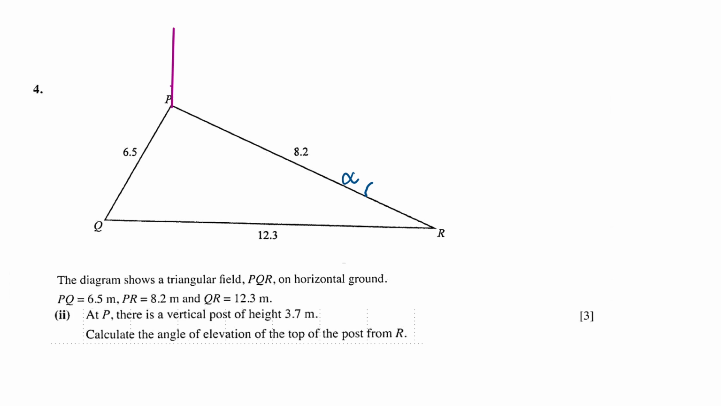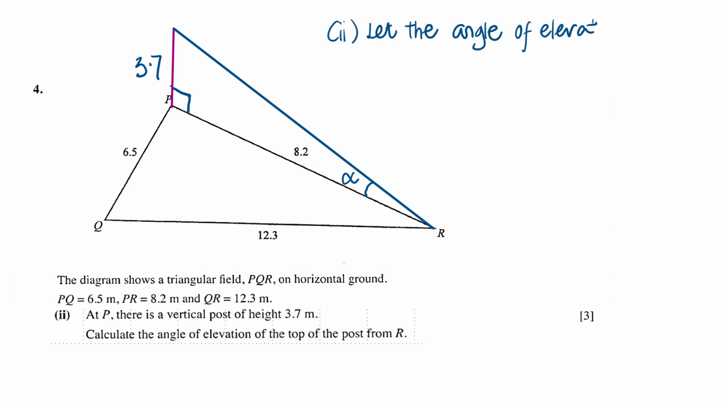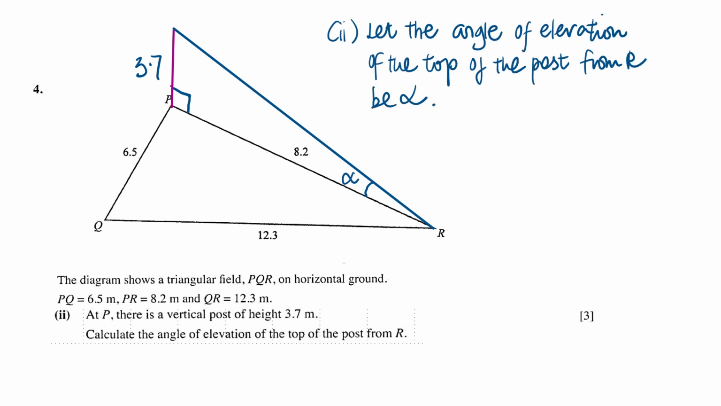We have a vertical post there, height of 3.7 meters, and you're standing at point R, looking up. So the angle of elevation is the one labelled there, called alpha, and you'll see that this is 90 degrees. Why 90? Because anything that sticks up from the ground will make 90 degrees with the level ground. So let the angle of elevation of the top of the post from R be alpha. We will have 3.7 as opposite to alpha, and then we have PR as adjacent.